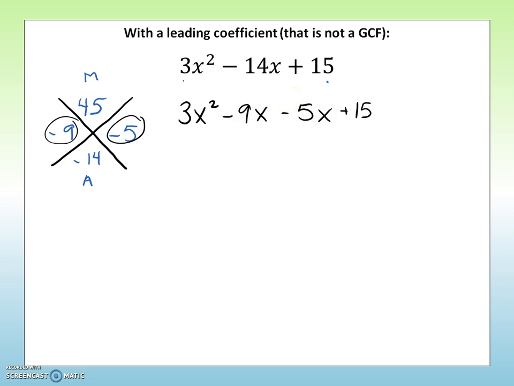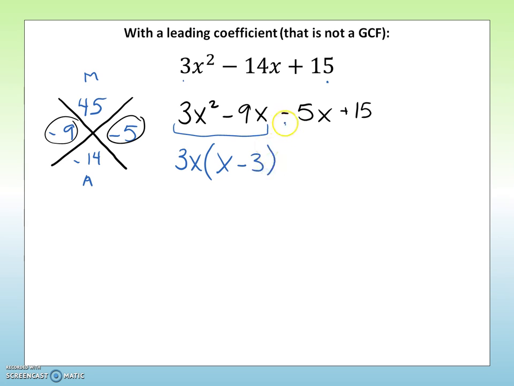Now we can go ahead and group. Find the GCF between 3x squared and negative 9x. GCF is 3x. We're grouping our terms. When we factor out a 3x from 3x squared, we're left with x. When we factor 3x out of negative 9x, we're left with minus 3.